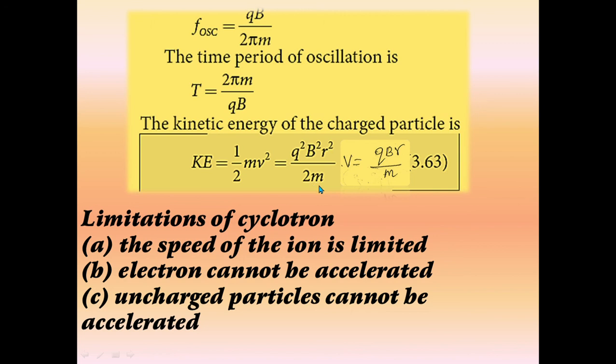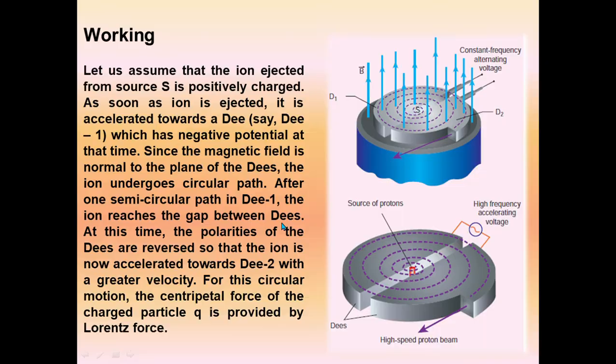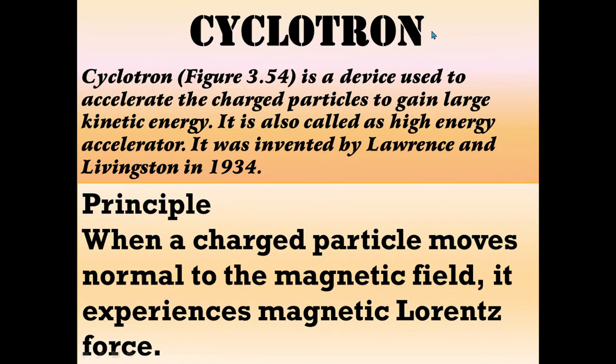The limitations of cyclotron are a very important point. The limitations of cyclotron are that the speed of the ion is limited, electron cannot be accelerated, and uncharged particles cannot be accelerated. So this is a very important 5-mark question from your third lesson, cyclotron.